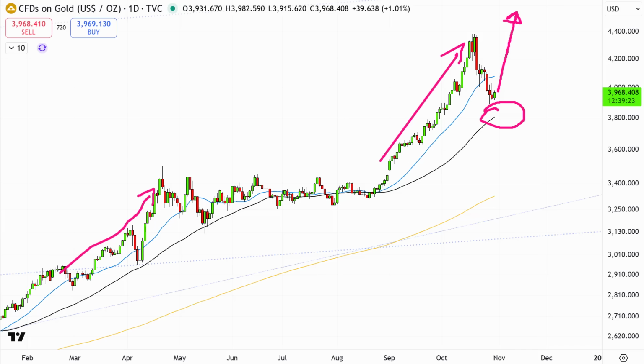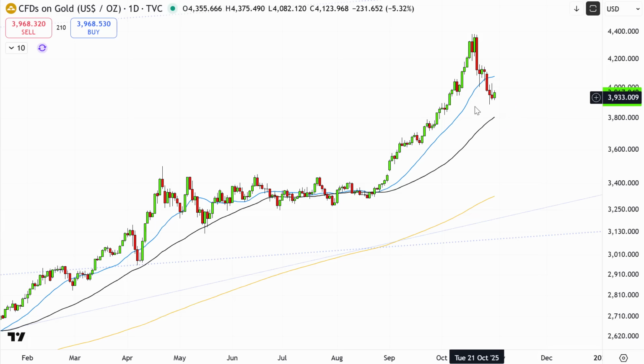Okay, so let's have a look at these levels. The daily 50, in the first instance, is around the 3800 area at the moment, for a pullback into that zone. So we're going to keep an eye on that.